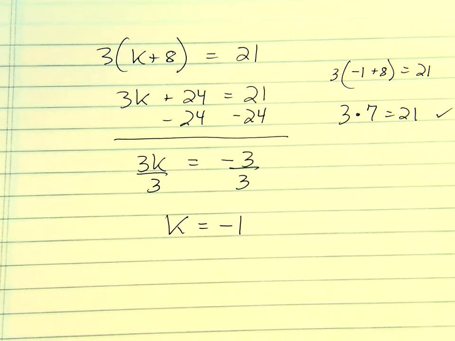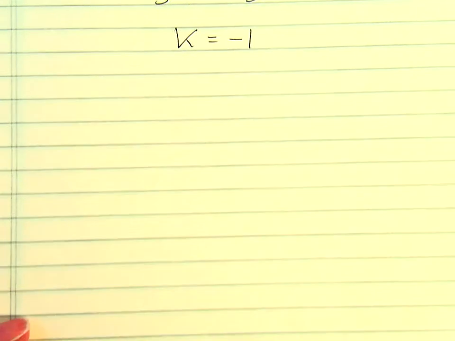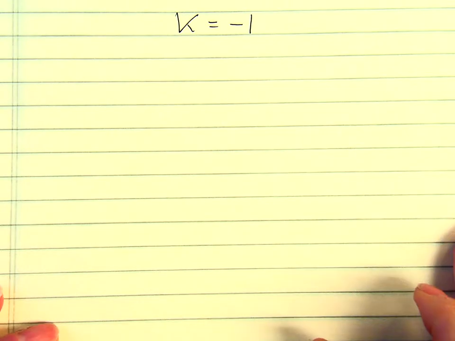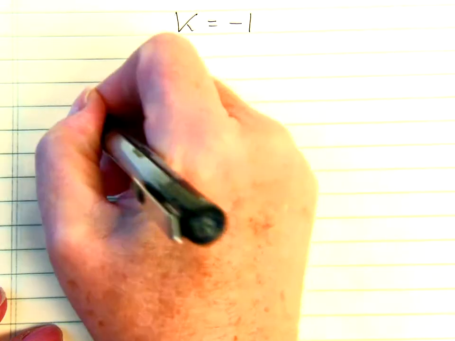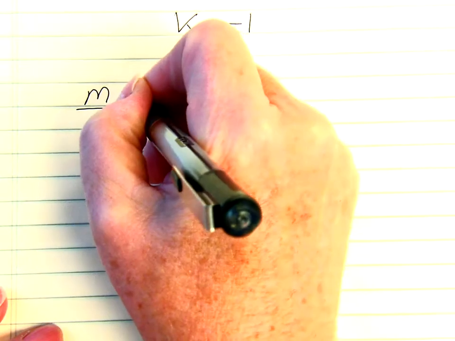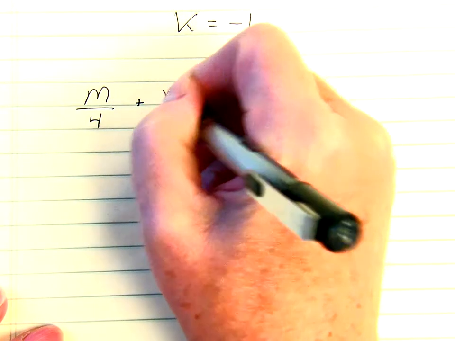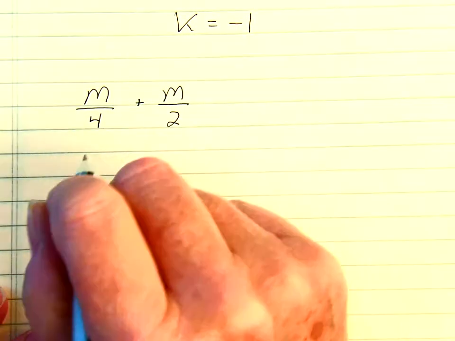Okay, so let's get into something a little bit more complex. Not really, but we're going to just go to fractions. So let's look at a problem with fractions. M divided by 4 plus M divided by 2 equals 5/8.